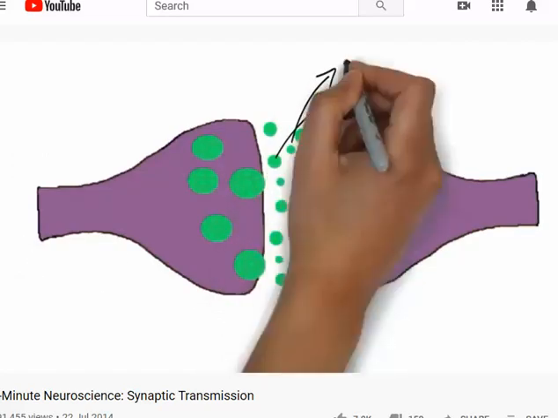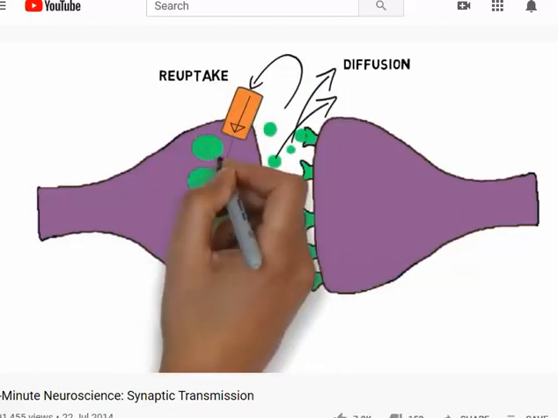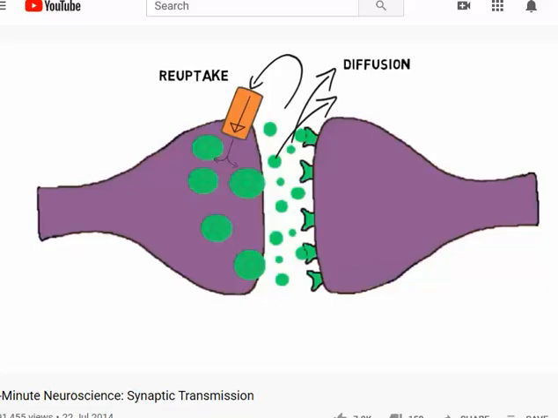Some of them will simply drift away in a process called diffusion. In some cases, the neurotransmitter is taken back up into the presynaptic neuron in a process called reuptake. Once back inside the presynaptic neuron, the neurotransmitter can be recycled and reused.